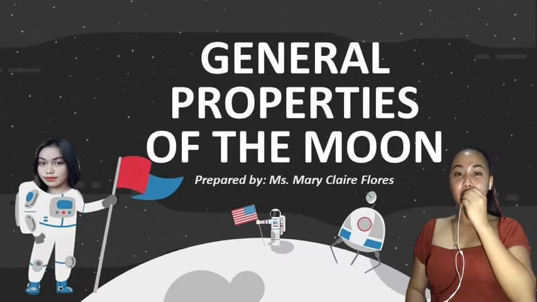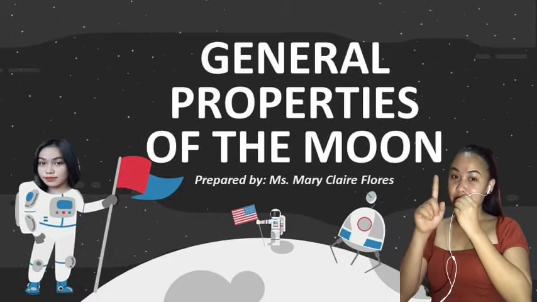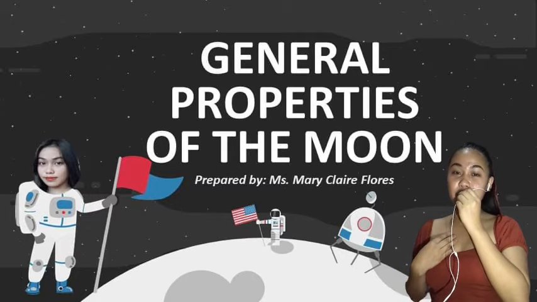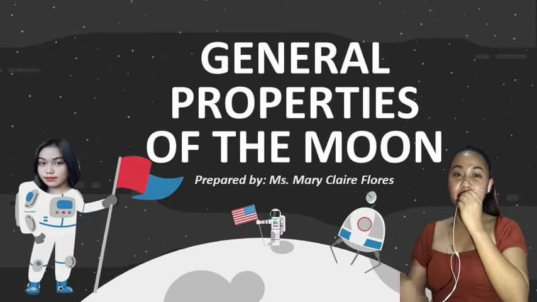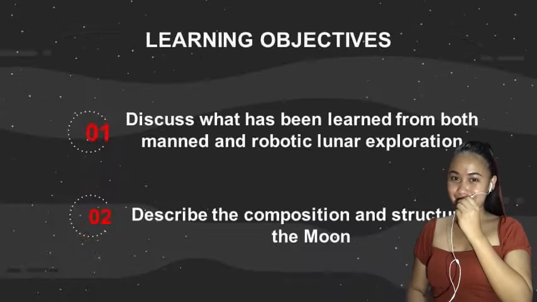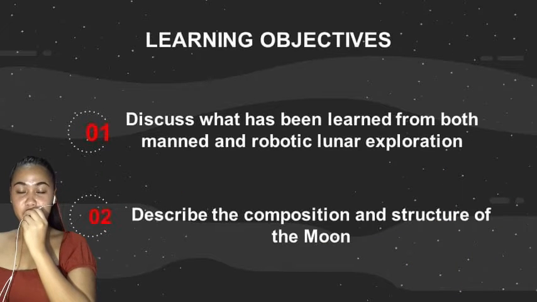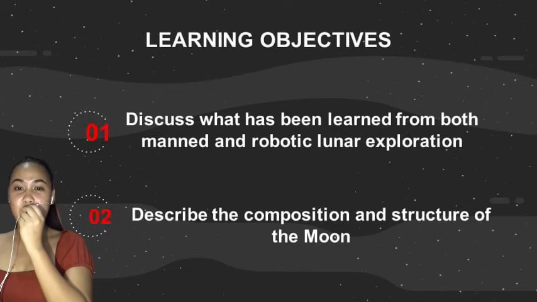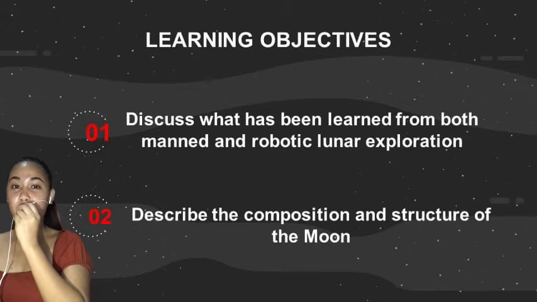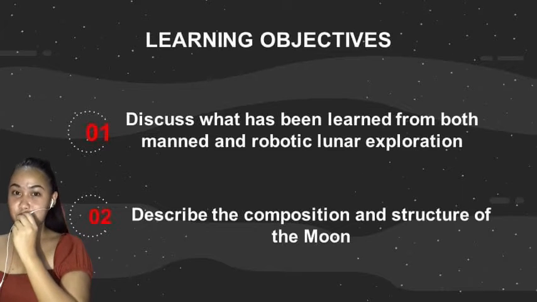I am Mary Claire Flores from BSN Sciences 3A, and for today's video, I will discuss chapter 9.2, which is the general properties of the moon. Now we have our learning objectives. First is to discuss what has been learned from both manned and robotic lunar exploration. The second one is to describe the composition and structure of the moon.